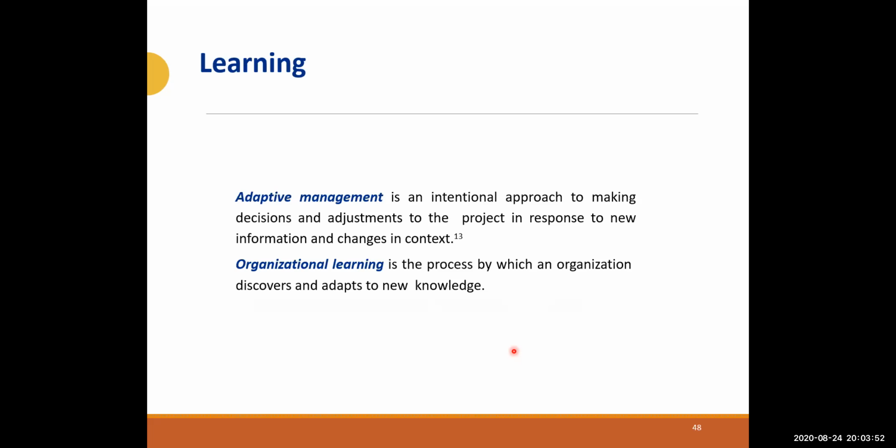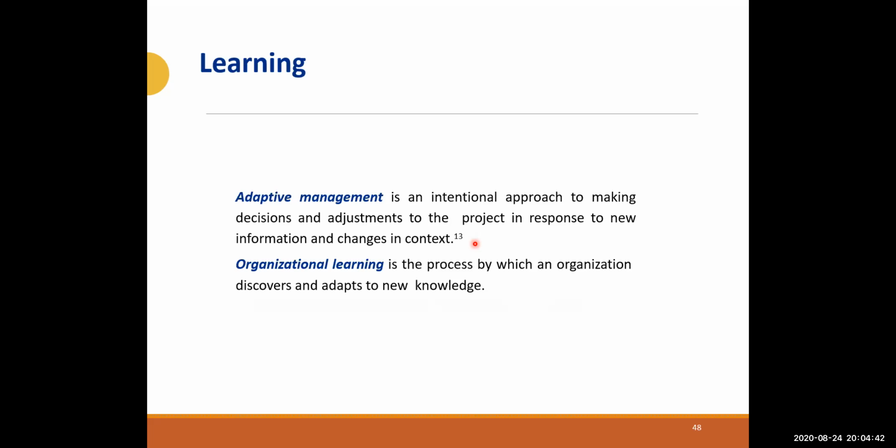First of all, adaptive management, which is an intentional approach to making decisions and adjustments to the project in response to new information and changes in the context. For example, you bring something intended for one purpose and you find out it is used for another purpose. For example, you bring them domestic-use water and they use it for drinking. So you have to raise the bar and bring a water tablet to clean the water and give it back to the people. So you are adapting to the situation that is happening.